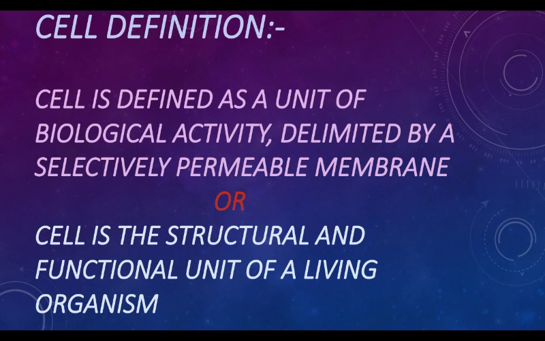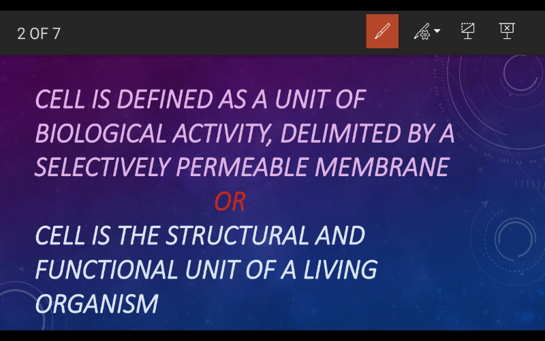Let's have the definition of cell. Cell is defined as a unit of biological activity delimited by a selectively permeable membrane. Right? Cell is defined as a unit of biological activity, that is all the biological activities, either respiration, digestion, any process performed by a living organism. The unit of all those functions is the cell, and it is delimited by a selectively permeable membrane that is known as plasma membrane.